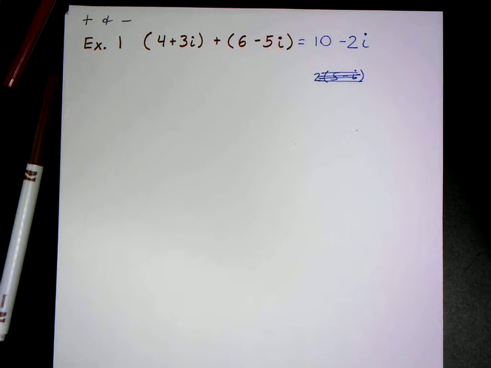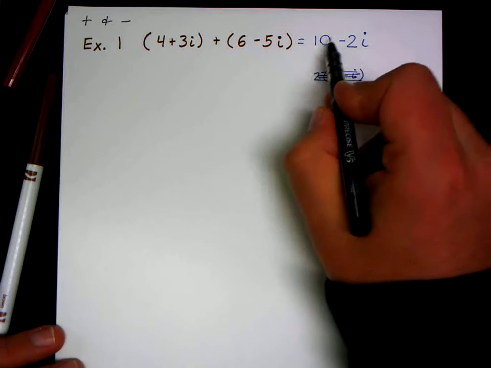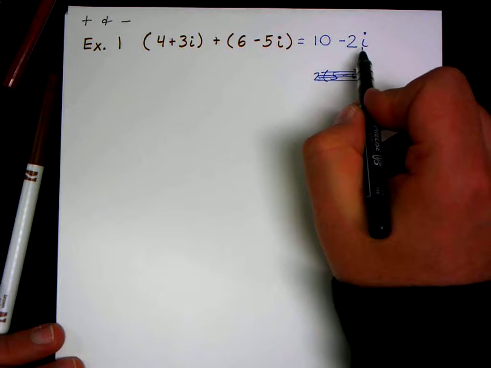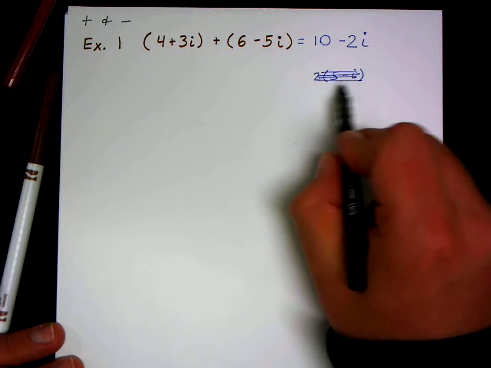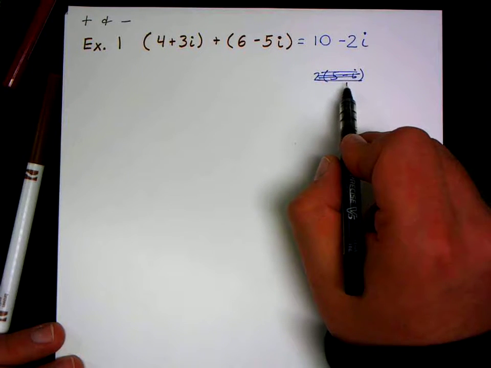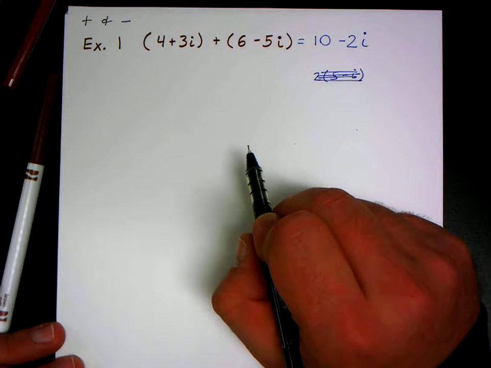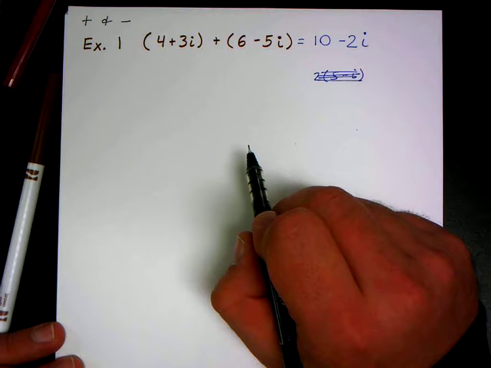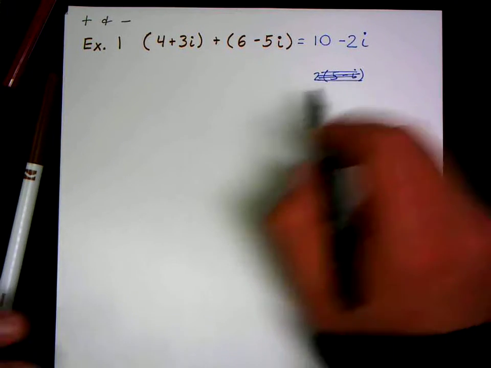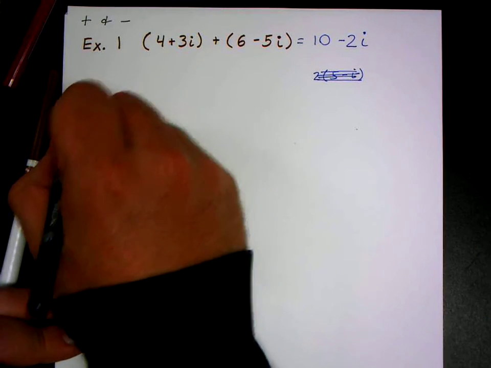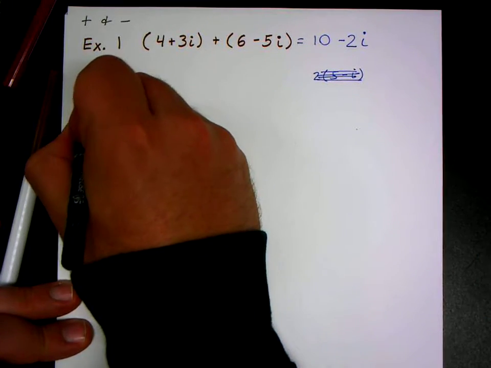All right, good with addition and subtraction? Wait, why wouldn't that be complex? Is it given format? Yeah, a complex number has to be A plus BI. If I have this, that involves multiplication. That's not just A plus BI. All right, so let's do multiplication.